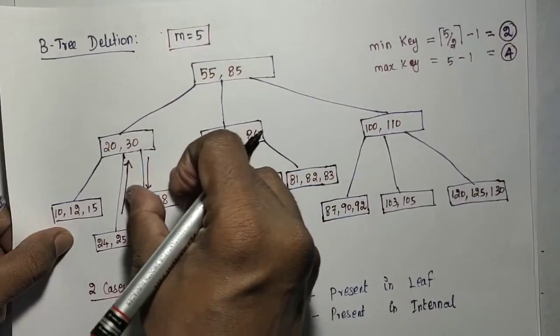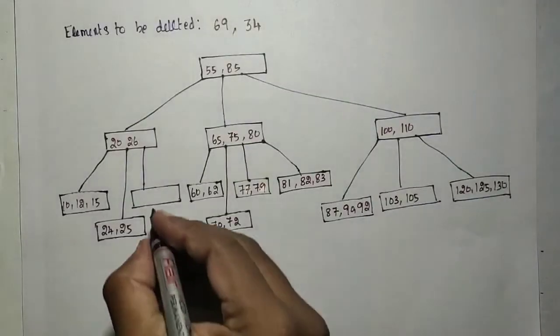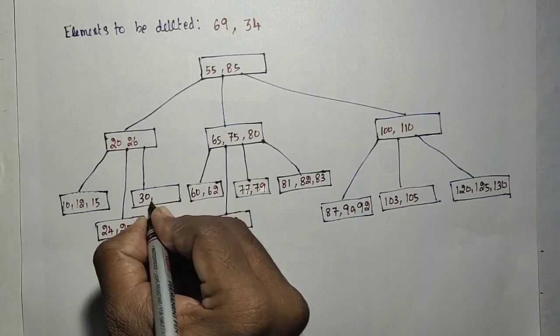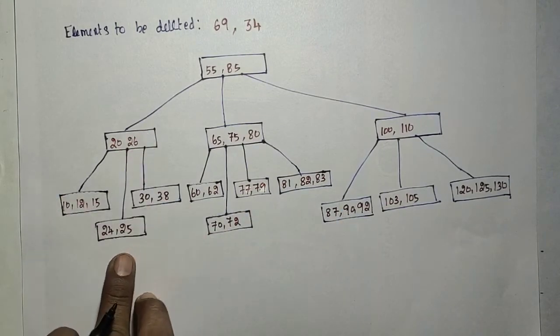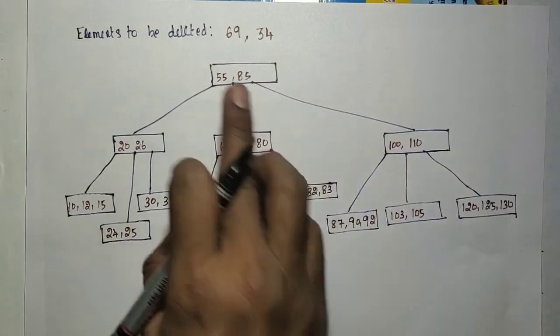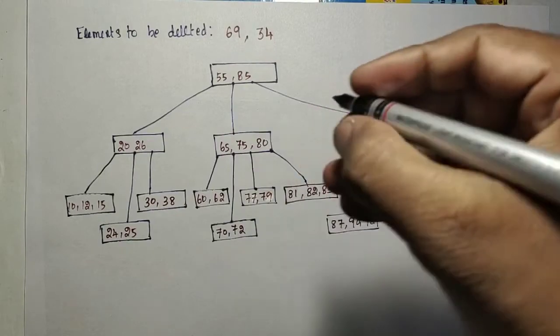Now the 30 is moved to the underflow node. So here it is having the 30 and 38. That's all. So this is the tree after deleting that 69 and 34. Okay. Next I am going to delete that 77.